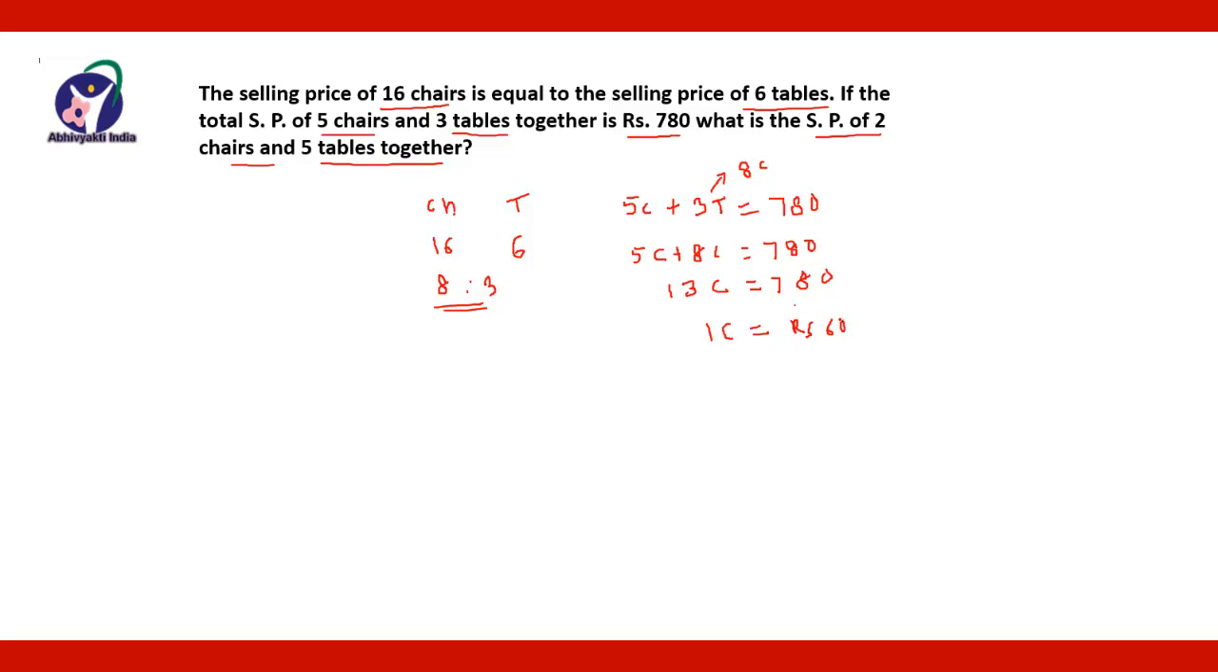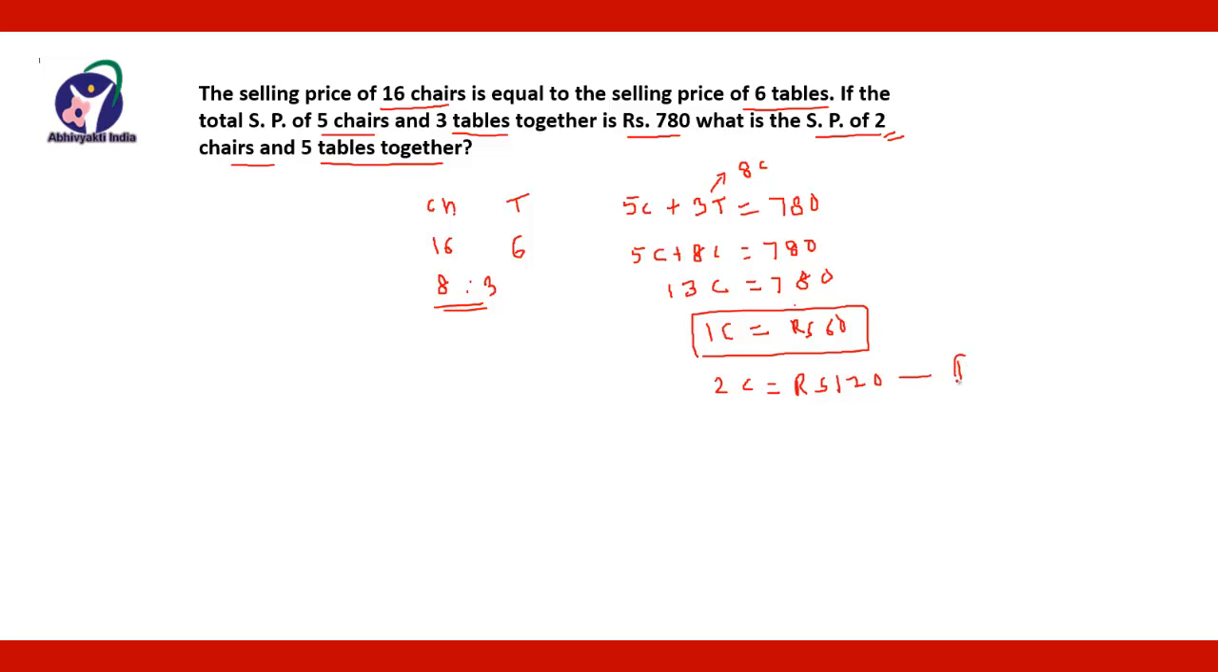So the cost of 1 chair is equal to rupees 60, and what is asked, the selling price of 2 chairs, and therefore the selling price of 2 chairs will be rupees 120. Let this be number 1.